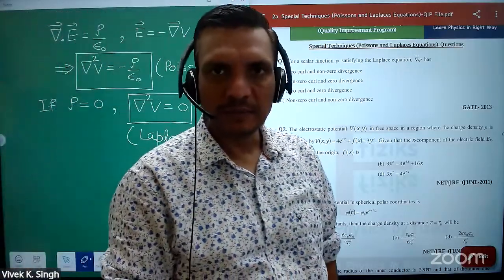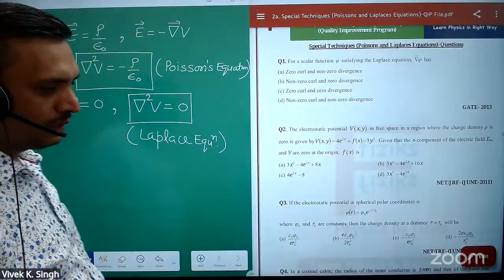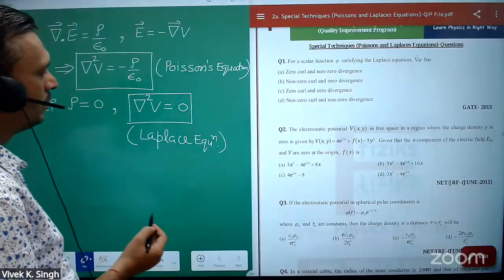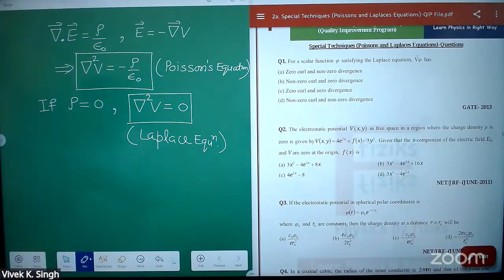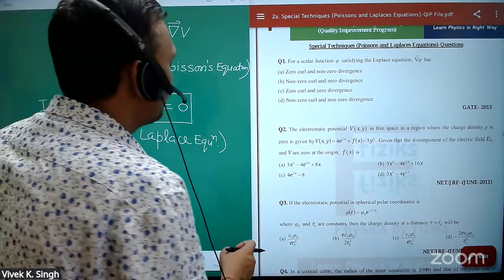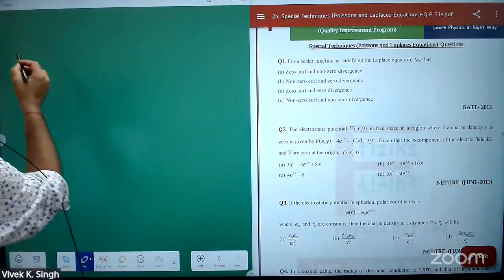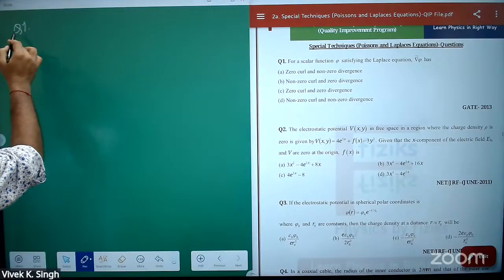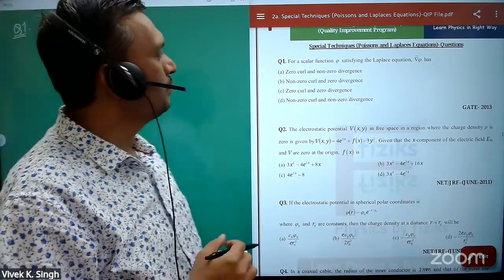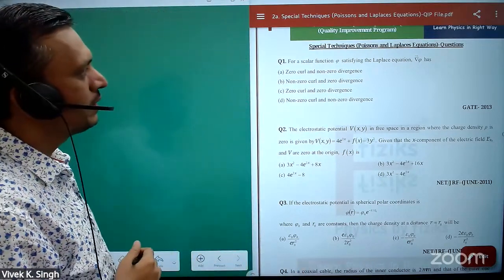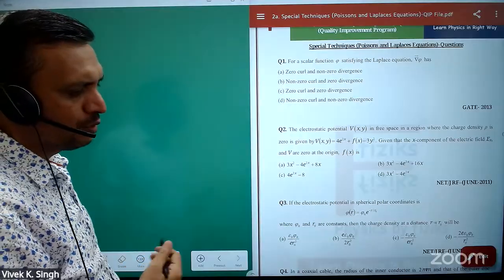So we are going to take some questions related with Laplace and Poisson's equation. So let's see question number 1. Try to solve. Let's see question number 1. The scalar function phi satisfies the Laplace equation. So phi is like a scalar potential.